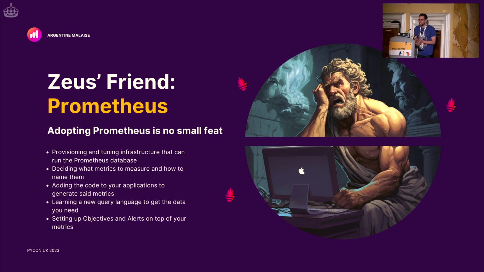And then once you've done that, you do need to learn a new query language, which is called PromQL in our case. And that will help you get the data that you need so you can visualize those metrics. Okay, cool, you have metrics now. But you also need to set up objectives and alerts. So you have additional logic to think about, rules to write, queries to write, in order to trigger alerts based off of your objectives. It's a lot.